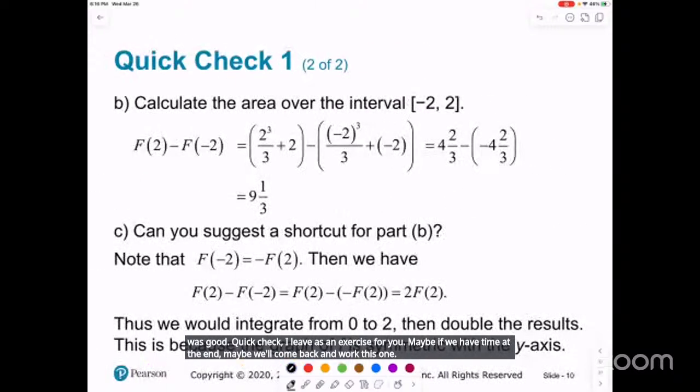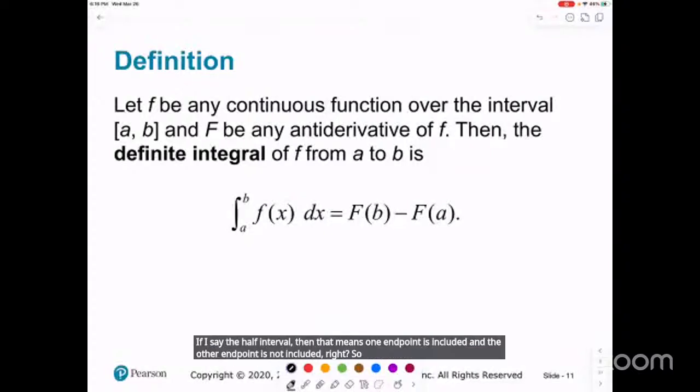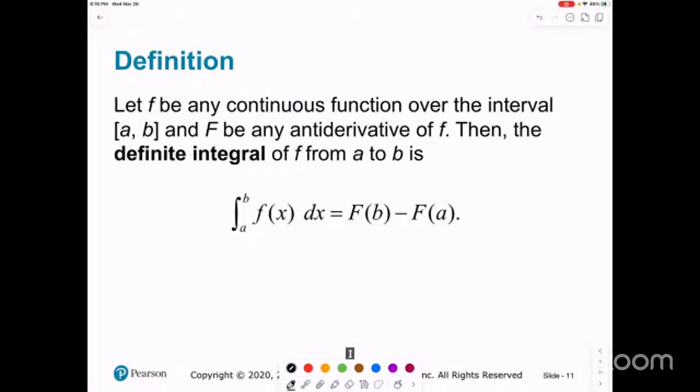Definition. Okay. So let f be any continuous function over the closed interval AB. And by closed, I just mean it includes the endpoints. If I say open, that means it doesn't include the endpoints. If I say the half interval, then that means one endpoint is included and the other is not, right? So when I say closed interval, we include those endpoints. That's what the square brackets are.